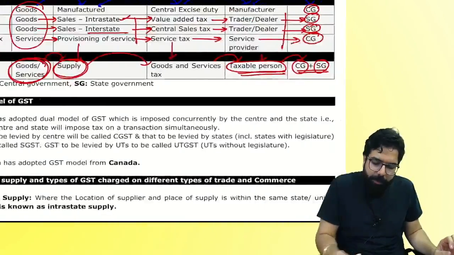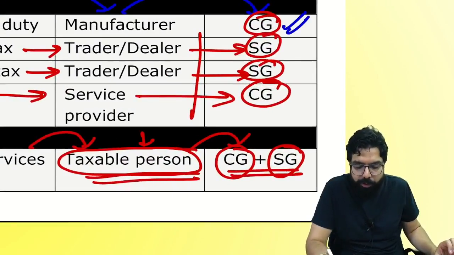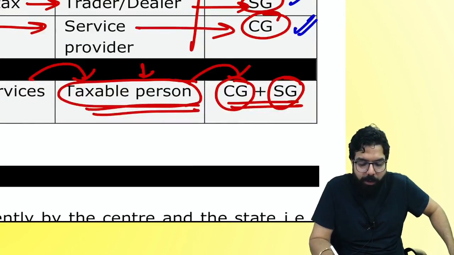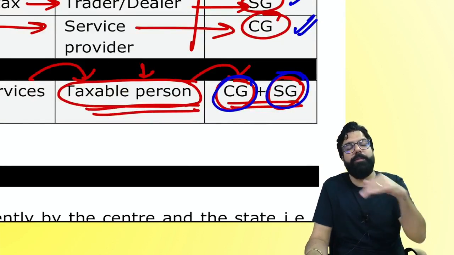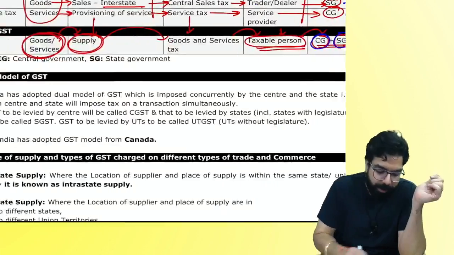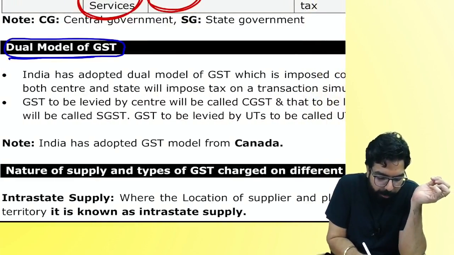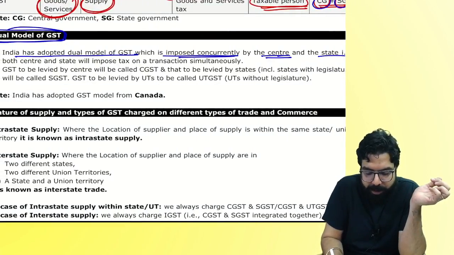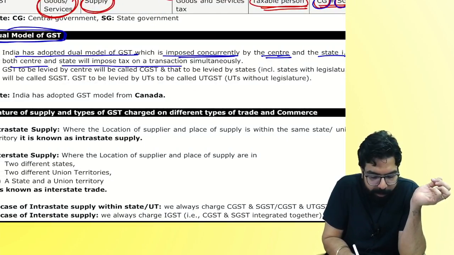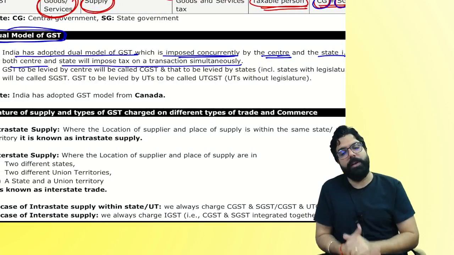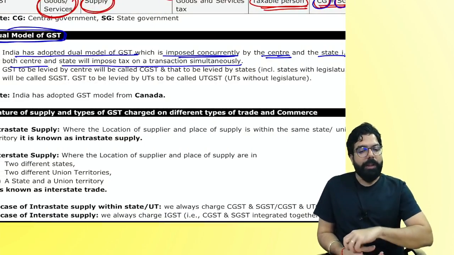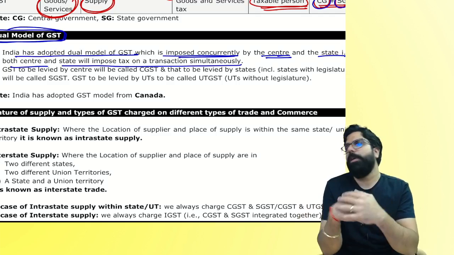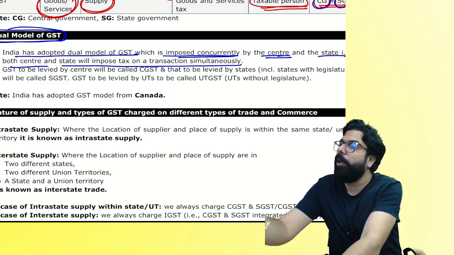Now, sir, see, earlier GST used to go some to central government, some to state government. Now GST goes to both the governments, 50-50. Why? Because India has adopted a model which is known as the dual model of GST, which is concurrently imposed by the center and the state. That is, both center and state will impose GST simultaneously. Remember one thing, in the world there are 2 types of models which are being adopted. One is a central model and one is a dual model.